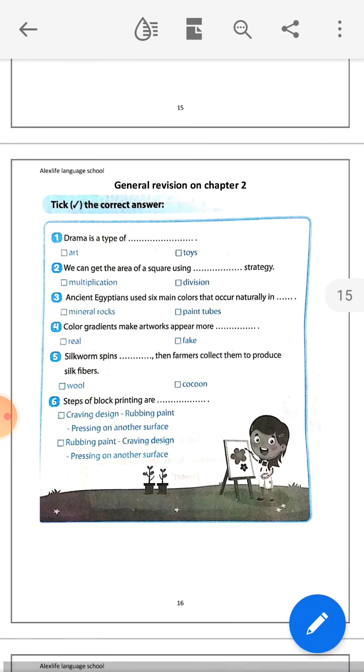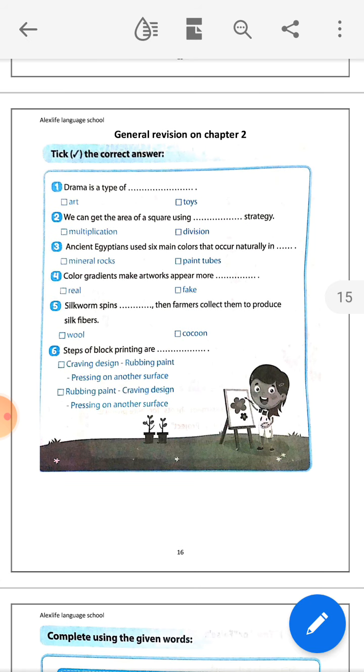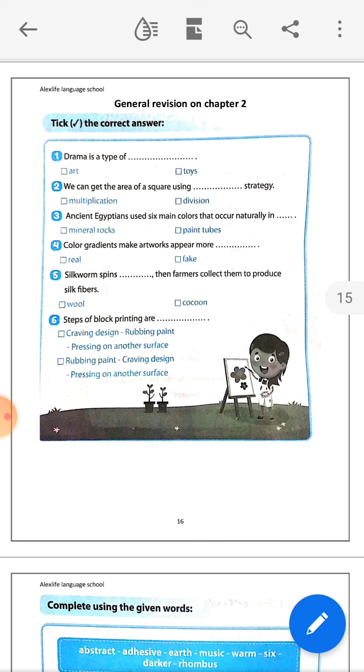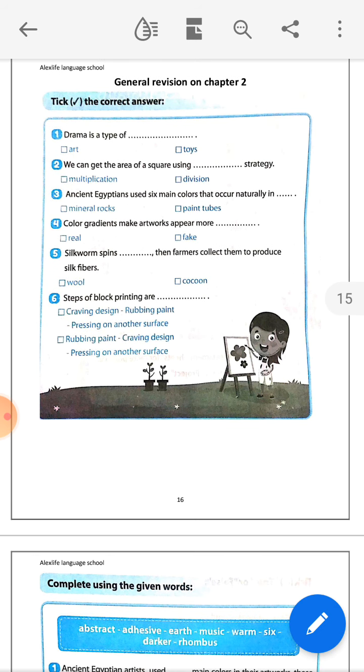Now we have a general revision on chapter 2. Drama is a type of art or toys? Art. We can get the area of a square using multiplication or division strategy. Multiplication. The area equals length times width. Ancient Egyptians used 6 main colors that occur naturally in mineral rocks. Color gradient makes artworks appear more real or fake? Real, because it gives the paint or the drawing the 3-dimensional shape.